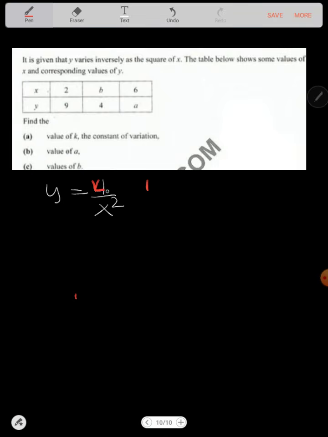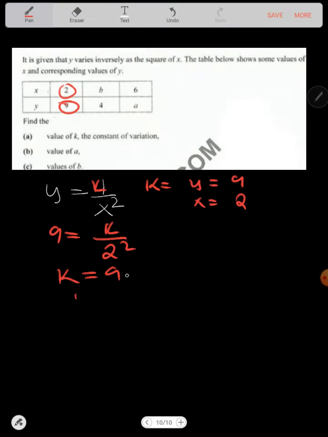Our k will be here. You can only find k where you have both values of y and x. Where I have both x and y is here. So I have 9 here and I have 2. So I'll say 9 is y, then k, then x is 2 squared. So k is equal to 9 times 4.